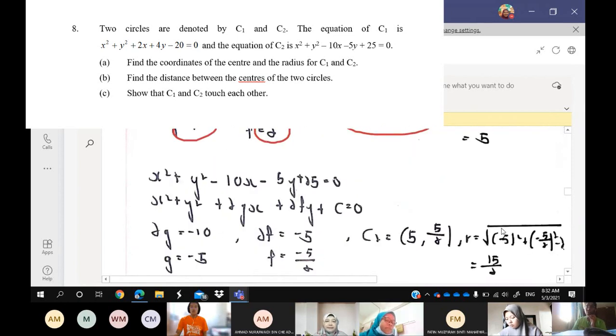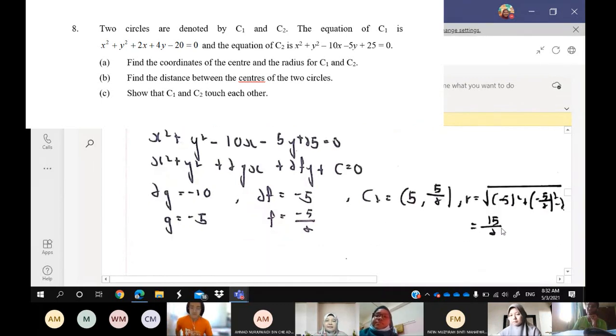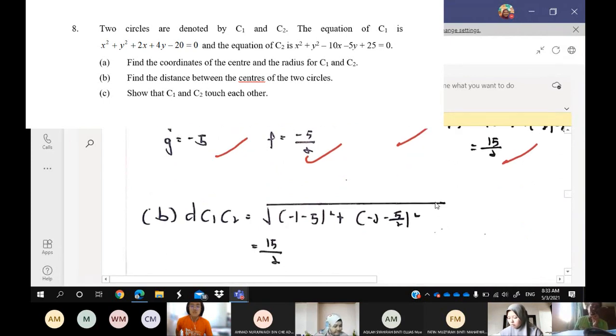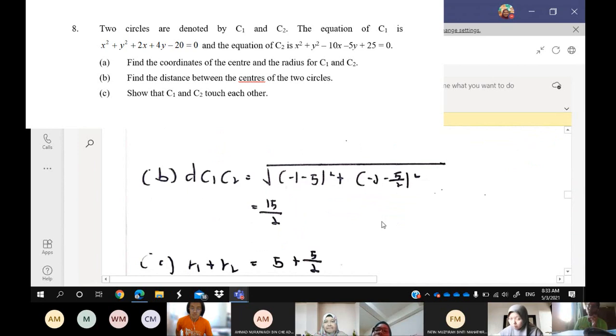Okay, continue. For C2, g is negative 5 and f is negative 5/2. So the center becomes 5 and 5/2. For the radius, we use the same formula also. So we get 15/2. For part B, we need to find the distance between the centers of the two circles. The distance is negative 5 minus 5 squared plus negative 2 minus negative 5/2 squared, and then square root, we get the distance 15/2.